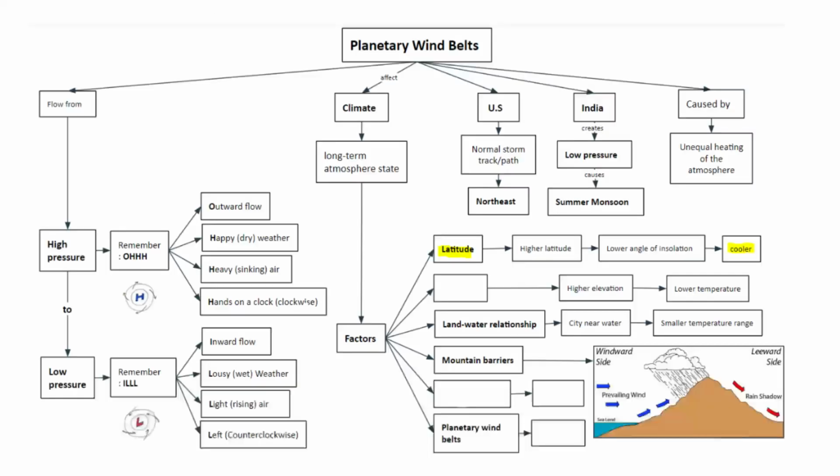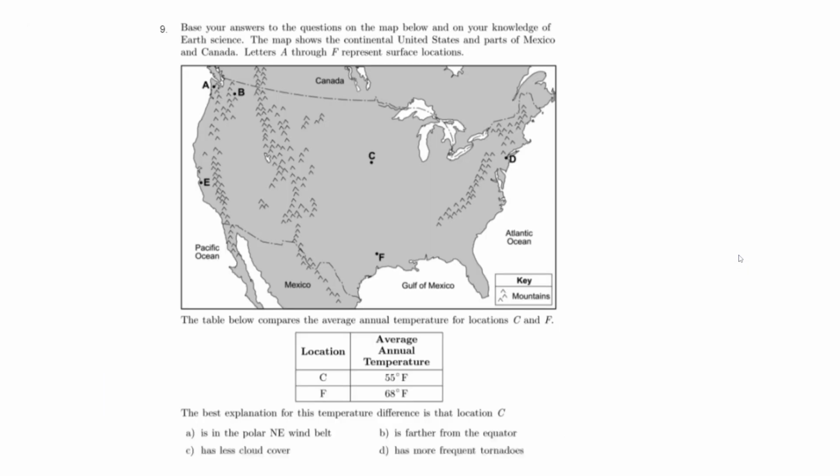So go ahead and write this down in your notebook or note packet. One of the factors for climate is latitude. Latitude affects climate because the higher your latitude is near the North and South Pole, the lower your angle of insolation, and that's why the sunlight is less intense and more spread out, and that's why it's cooler in those regions. So pause this video, try number 9.